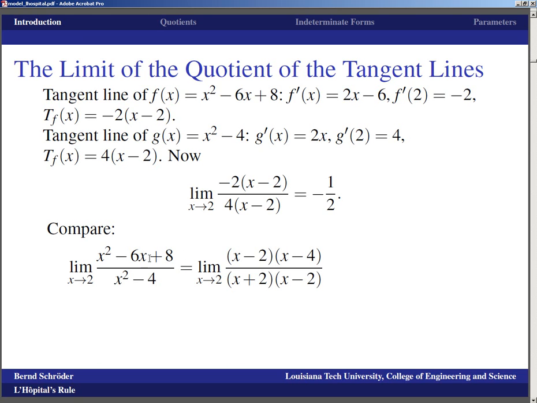And if we compare that with the limit of the actual quotient, well, you factor the two functions, and x squared minus 6x plus 8 is x minus 2 times x minus 4, and x squared minus 4 is x plus 2 times x minus 2. The x minus 2's cancel. We get the limit of x minus 4 over x plus 2, and as x goes to 2, that ends up being negative 2 over 4, which is negative 1/2, and that's just the same, right? Now, that's not an accident. From the picture, we already saw that that shouldn't be an accident.